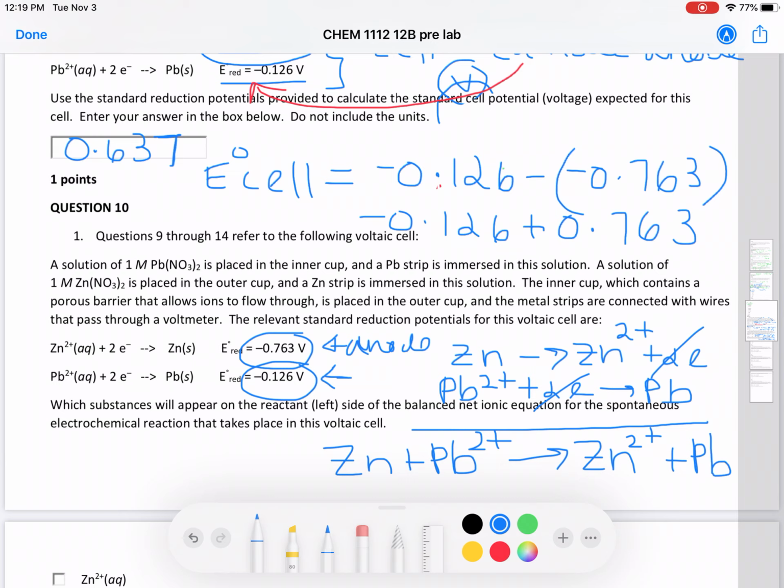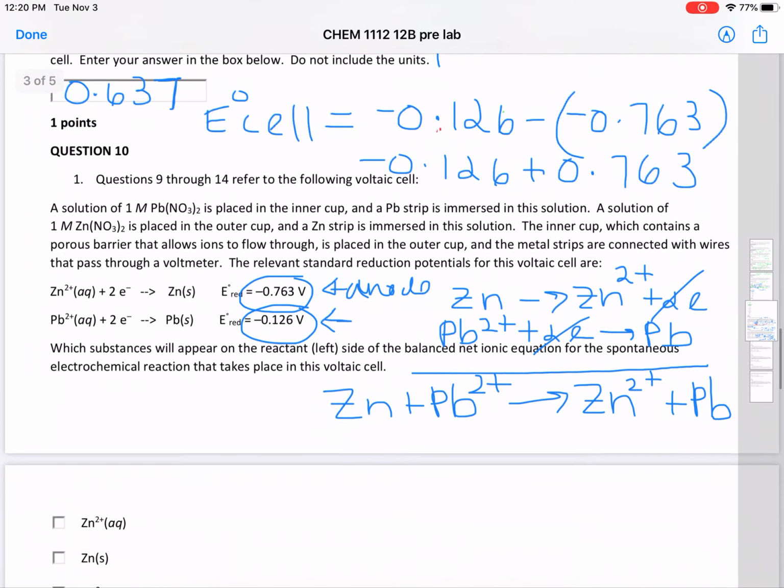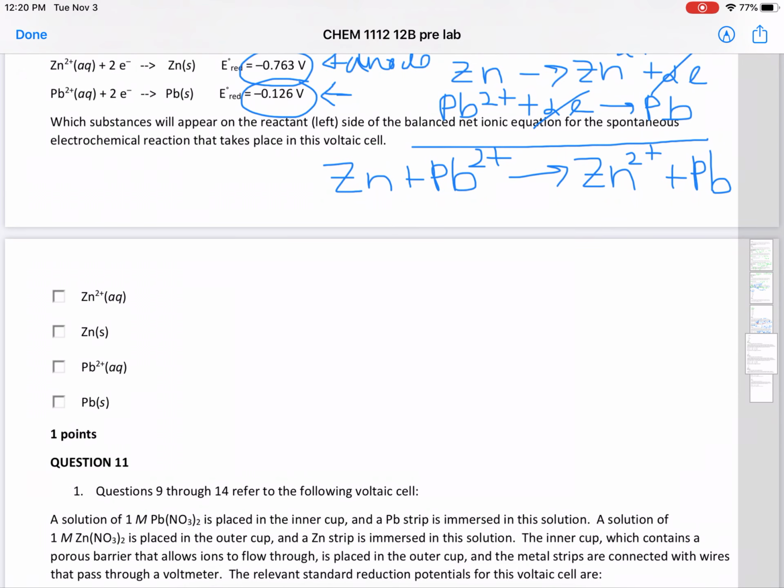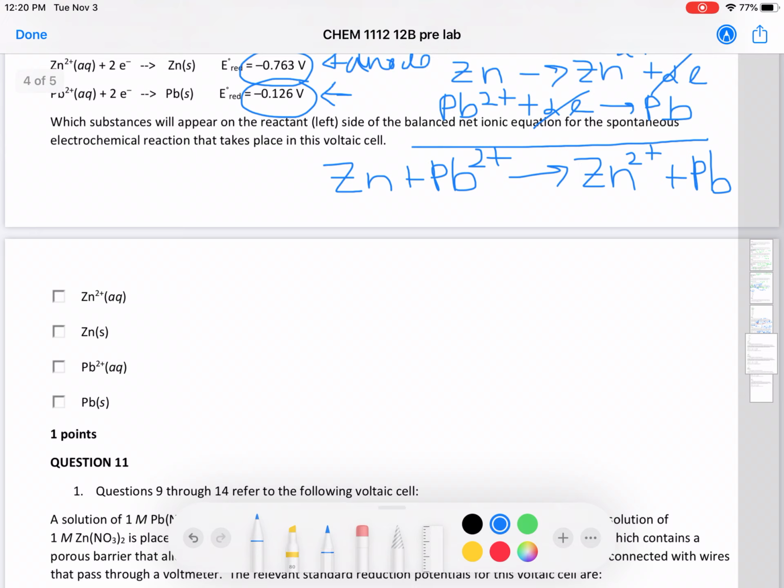That's the overall reaction. Now, which substance will appear on the reactant, left side of the balanced net ionic equation for the spontaneous electrochemical reaction that takes place in this voltaic cell? So when you add these two together, we have our overall reaction. On the left side we will have zinc and lead 2 plus. Those are our reactants.